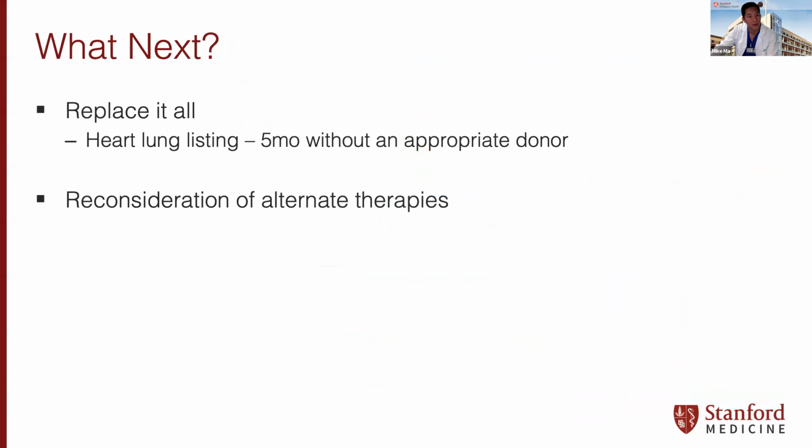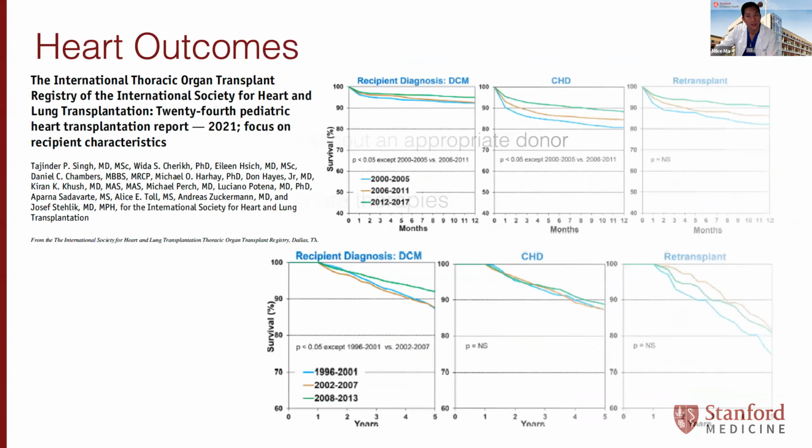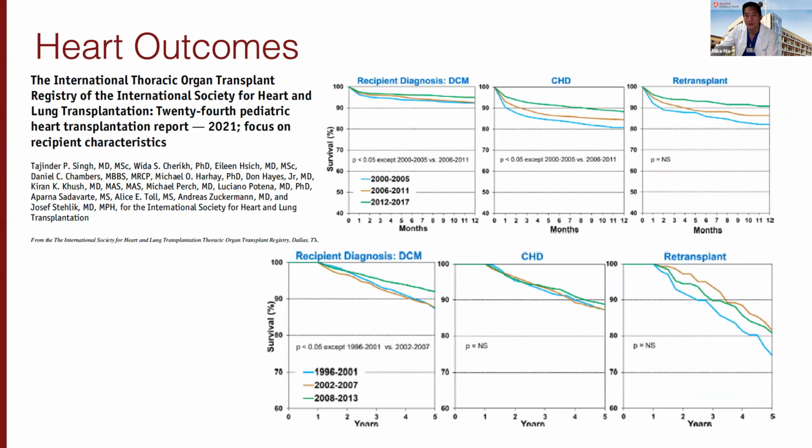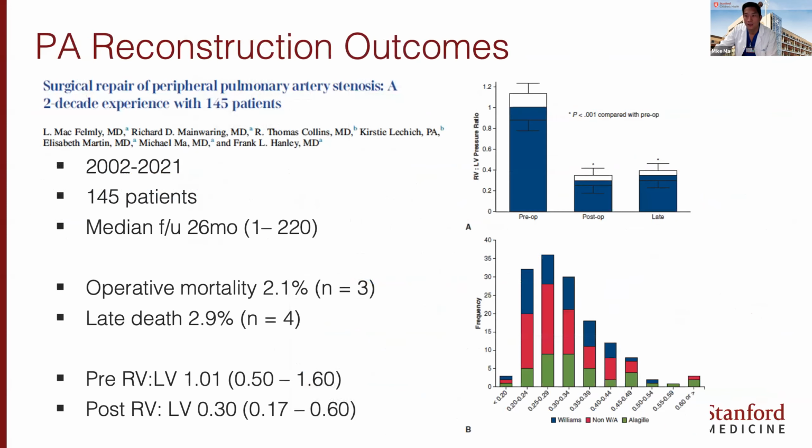And so we thought, well, we're also pretty good at heart transplant. The outcomes for isolated heart transplant are a lot better. And we're also pretty good at pulmonary artery reconstruction, which is this slide here showing our isolated non-transplant PA reconstruction cohort of about 150 patients in 20 years. And we're pretty good at getting the systemic RV pressure down to less than half systemic.